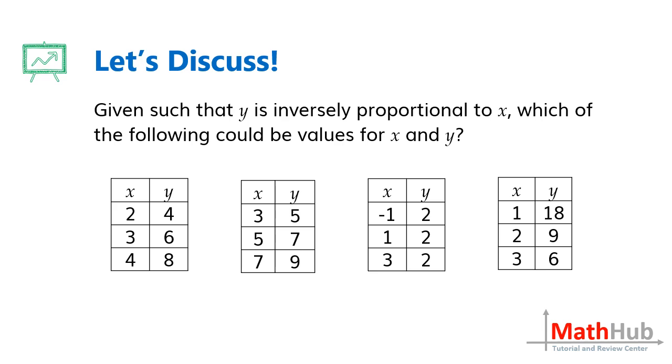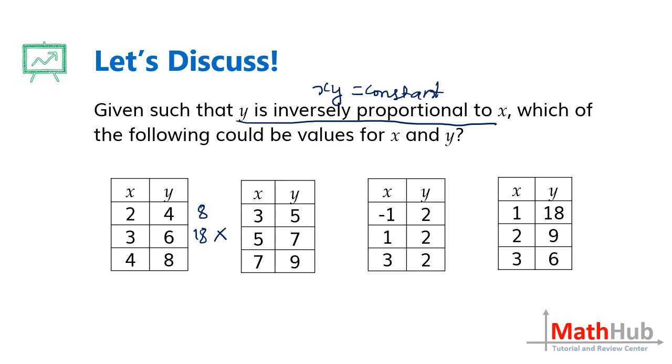Given this table, y is inversely proportional to x. Which of the following could be values for x and y? Now, remember, it says that y is inversely proportional to x, so that means that their product is always constant. If you look at this first option here, the product of xy is 8. Here, 3 times 6 is 18, so it cannot be.